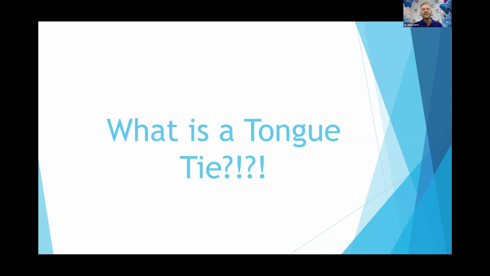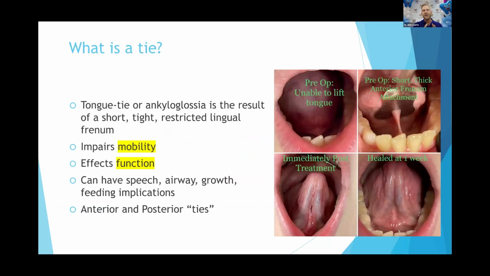What is a tongue tie? When we're thinking about it, we want to think, what is the tongue supposed to be doing in there? The tongue should be able to move around and function. So if we're having impaired mobility, where the tongue can't go from side to side, up and out, then we're going to have restricted mobility. We're going to have restricted function to those sorts of things. And out of those restrictions and impairments, it can affect the digestion, the speech, the airway, the growth, all of those sorts of things. And we're going to dive a little bit more into this nebulous anterior and posterior ties as well.